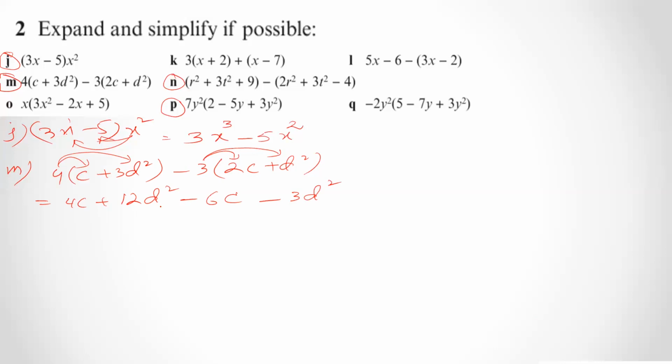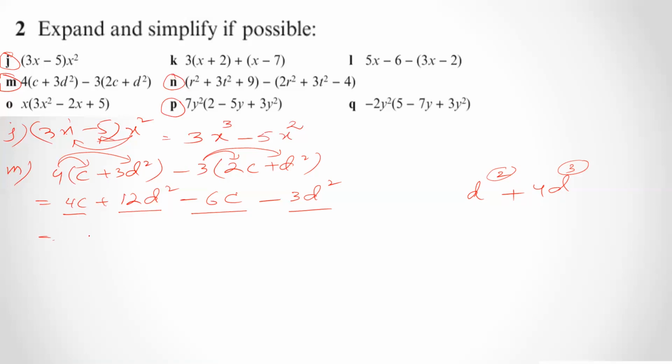And the like terms will be added with like terms. So 4C will be added or subtracted with 6C, and 12D square will be added or subtracted with 3D square because their variables are the same and having the same power. If you have D square minus 4D power 3, then you cannot add these two because D is the same but the powers are different. So for addition and subtraction, the variables should be the same and the powers should also be the same.